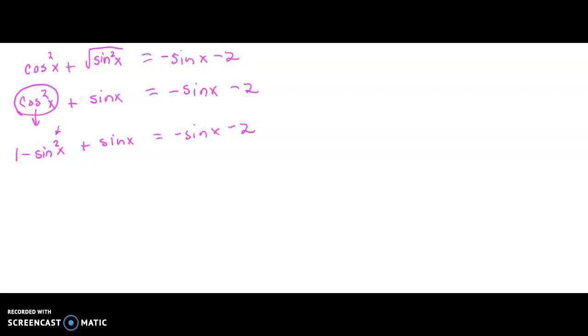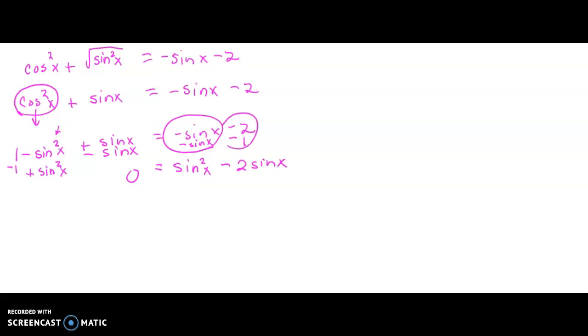Let's shift everything over to the right side. So let's subtract 1 from both sides. Let's add sine squared to both sides. And let's subtract sine x from both sides. So that would give me 0 equals sine squared minus 2 sine x minus 3.